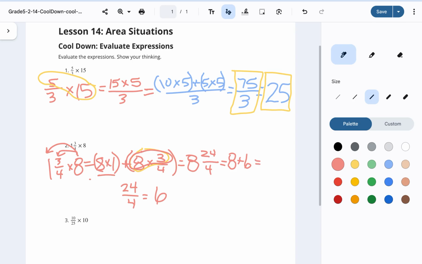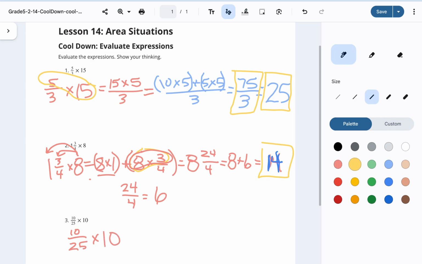Well, 8 plus 6 equals what? It equals 14. So my answer here will be, I'm going to put it in blue. My final answers today, I'm going to put in blue. My answer for this that we should write is going to be 14 wholes, and that is our answer for number 2. Our last question of today is thinking about 10 over 25 and multiplying that by 10.